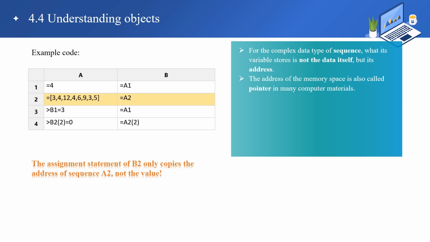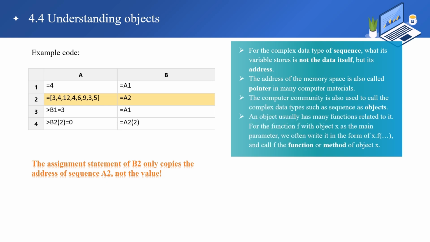The simple values of integer are completely copied when they are assigned values. If you change one of them, it has nothing to do with the other. The computer community is also used to call the complex data types such as sequence as objects. We'll come across more types of objects later.